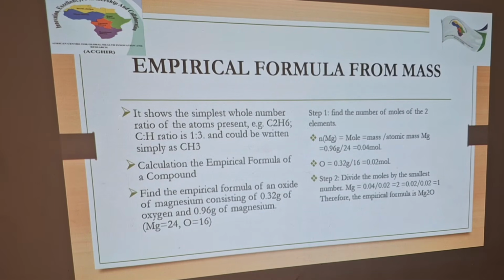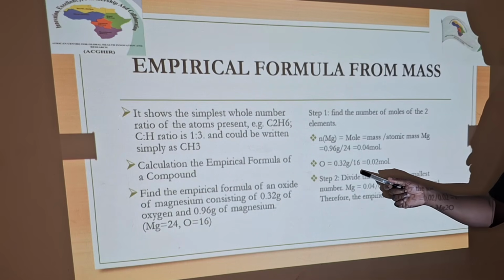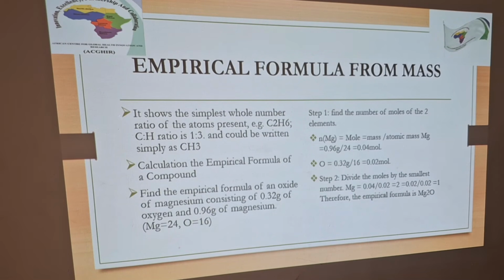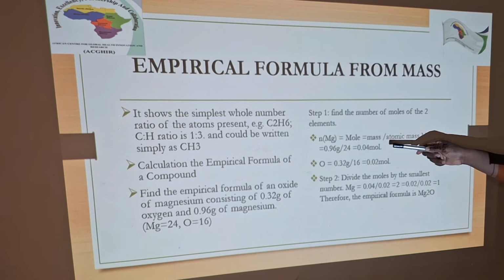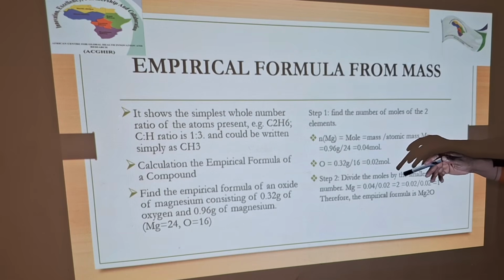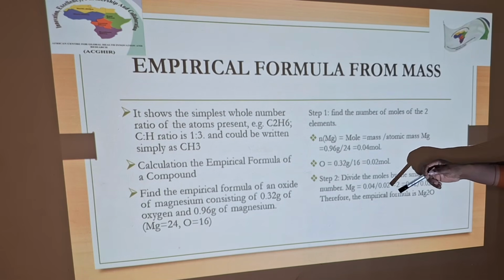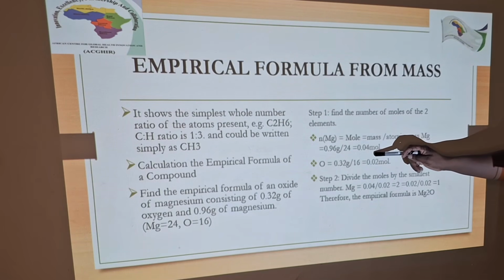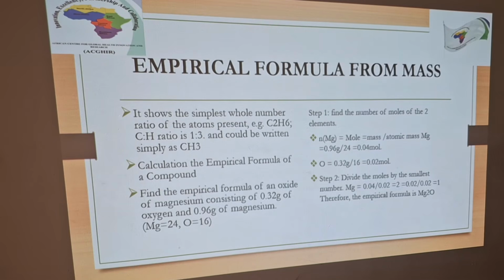So therefore, the number of moles of oxygen is going to be 0.32 divided by 16, which is 0.02. Right. So for us to find the simple whole number ratio now, we need to divide the moles by the smallest number. As we can see, 0.04 and 0.02 moles, right? If we divide by 0.02 here, we get 1. If we divide by 0.02 here, we get 2.